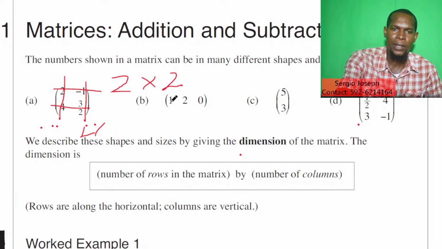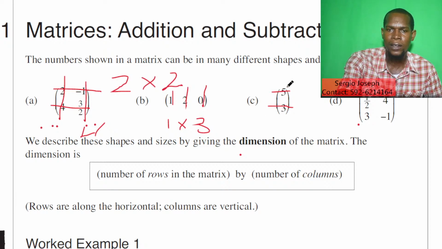So now let's look at this one. How many rows do we have? We have only 1 row. And how many columns? We have 1 column, 2 columns, 3 columns. So therefore, this is a 1 by 3. And I guess by now you could figure out the other one. How many rows do we have? We have 2 rows in C. And how many columns? We have 1 column. So therefore, this is a 2 by 1.